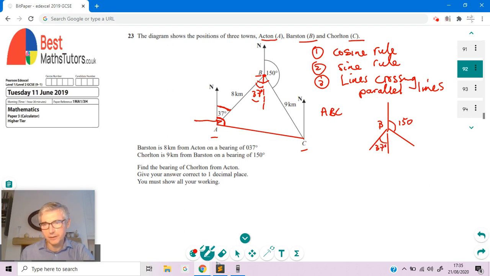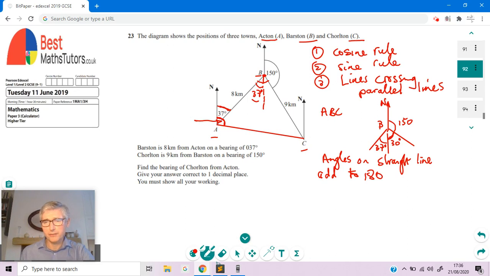And because we've got a straight line going from the north line and continuing down, the angles on a straight line add up to 180. So that means that this angle here must be 30 degrees, because the 150 plus the angle here, 30, must add up to 180. So what we're saying is, angles on a straight line add to 180. And so that will allow me to find this angle here.